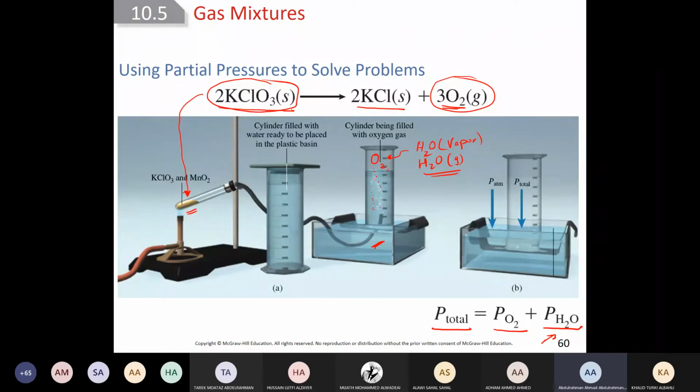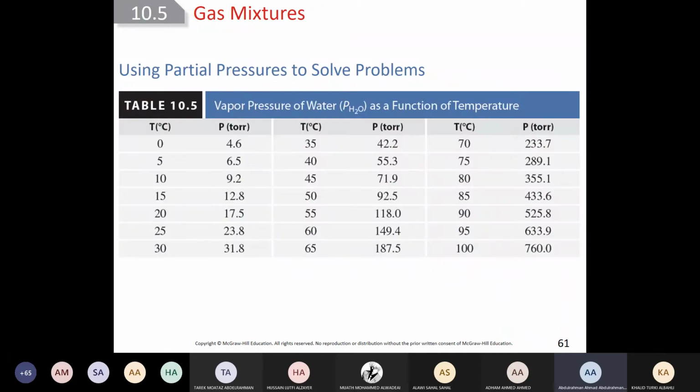Is this clear? Always, when you do an experiment in which you collect gas over water, there will be in the container both the gas that you're collecting and water vapor. Clear? Now, the pressure of water depends only on temperature. And this pressure, we can have it in a table. Don't memorize anything in this table, but you can see what the P of H2O is at any temperature. So if I ask you at 30 degrees C, what's the pressure of H2O?